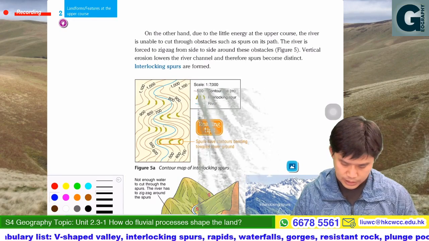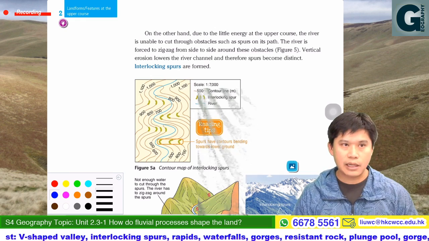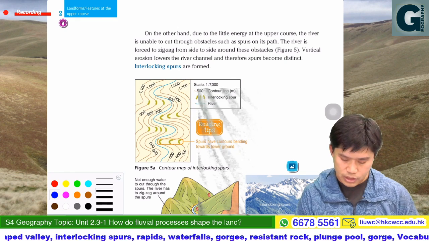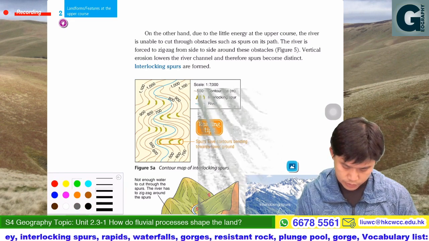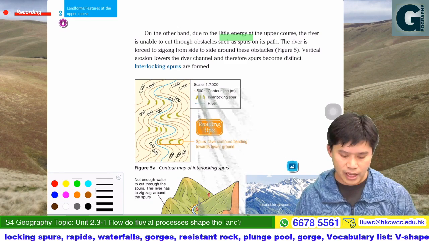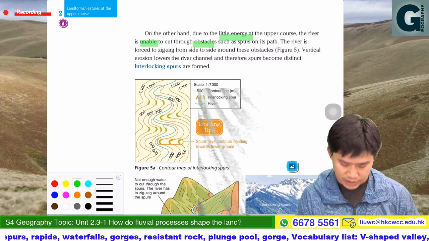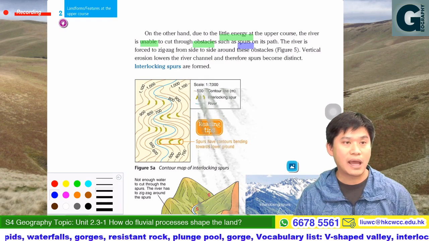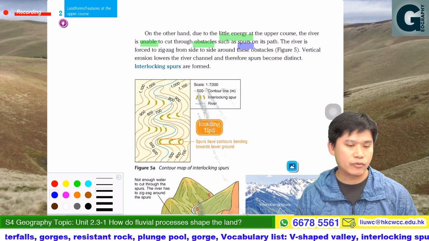Okay, and then for more information, when the V-shaped valley continues to develop, you can see that due to little energy at the upper course, the river is actually unable to cut through obstacles such as spurs. Okay, this one, such as the spur on this part, the size would be much larger.